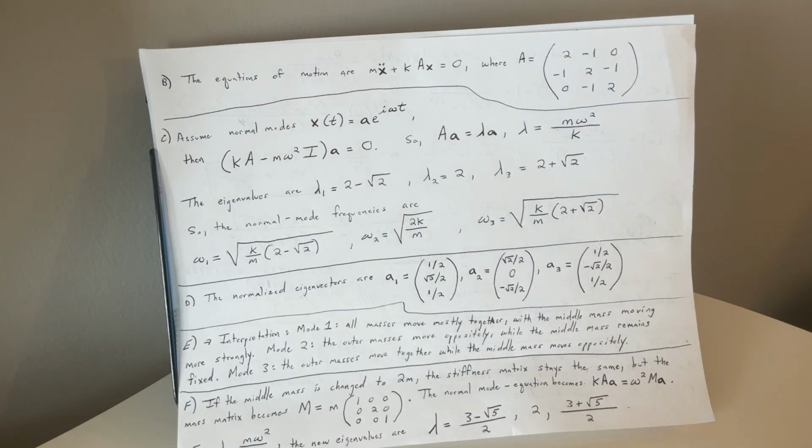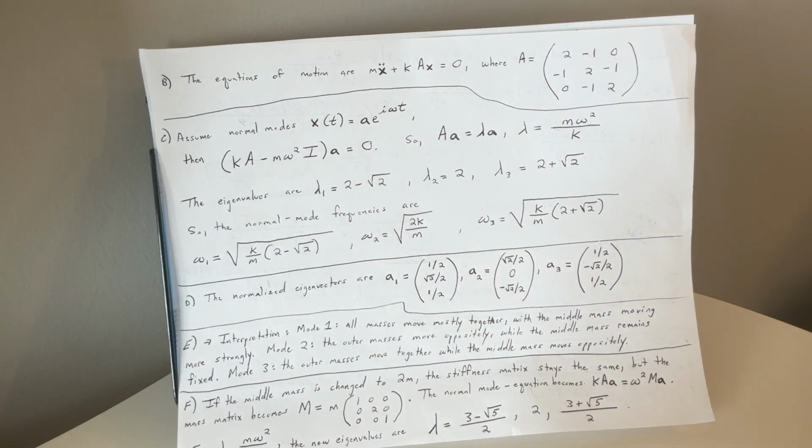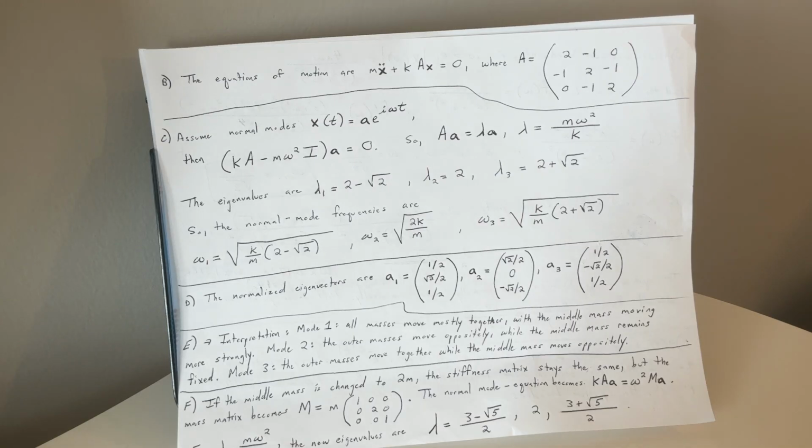And part D, the normalized eigenvectors. When we perform the computation, a1 equals 1/2, square root of 2 over 2, 1/2 for that column. For a2 equals square root of 2 over 2, 0, negative square root of 2 over 2 for that column. And for a3, that's going to be 1/2, negative square root of 2 over 2, and 1/2.